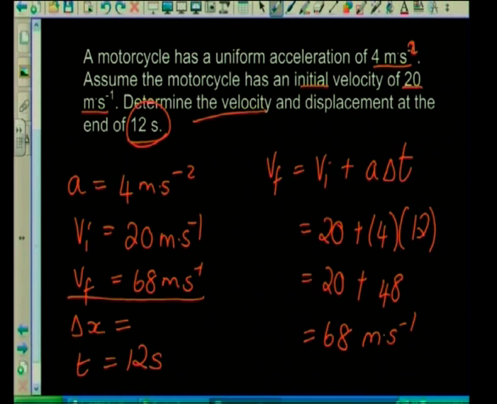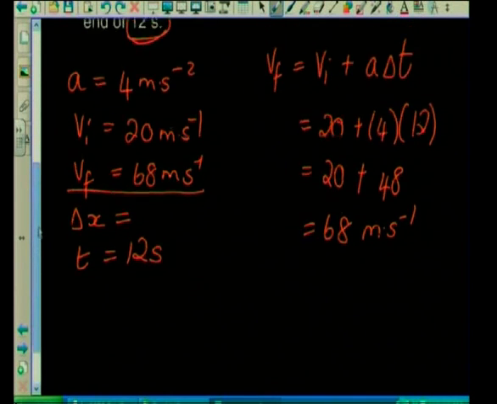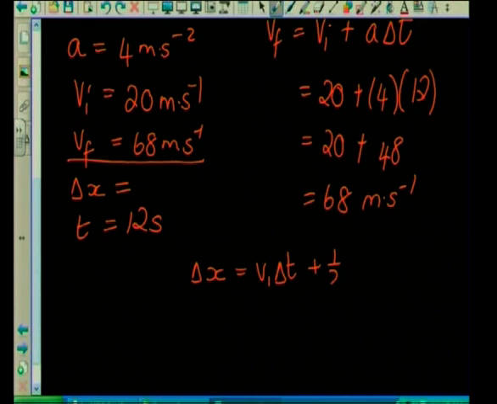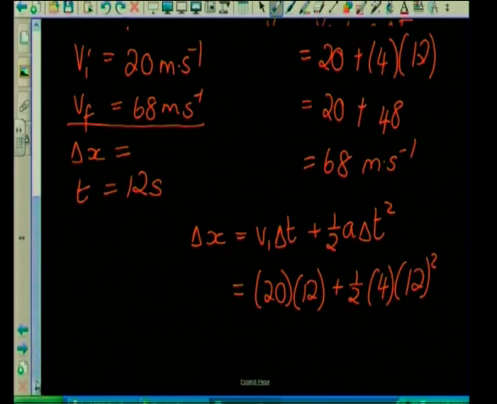Now, grade 10s, I underline that because now I go, all right, I've got to find displacement, but if I can avoid using VF, then that's what I'm going to do. Because if VF is wrong, then my displacement's wrong. And I can avoid using it because I can use this equation. Delta x equals VI delta t plus a half a delta t squared. So VI was 20, my time is 12, we have a half times 4 times 12 squared.